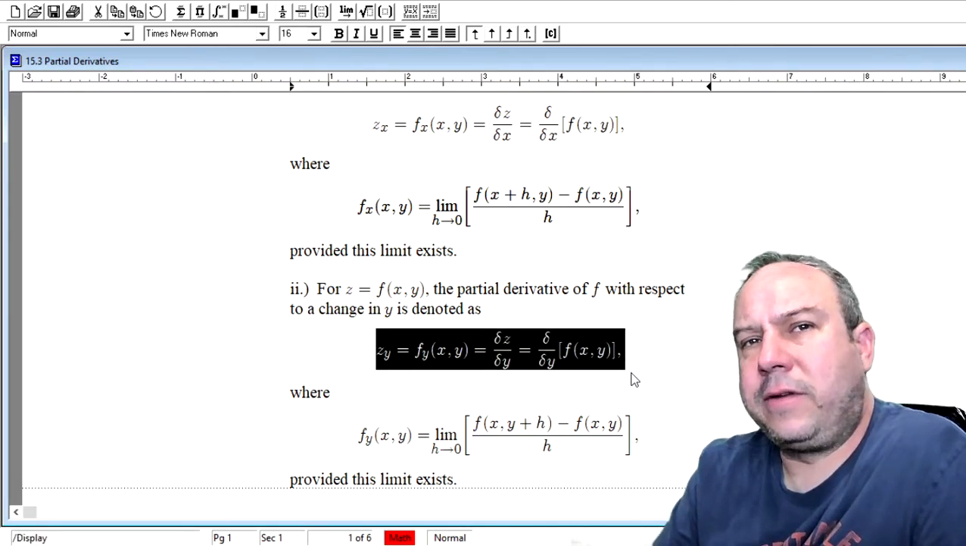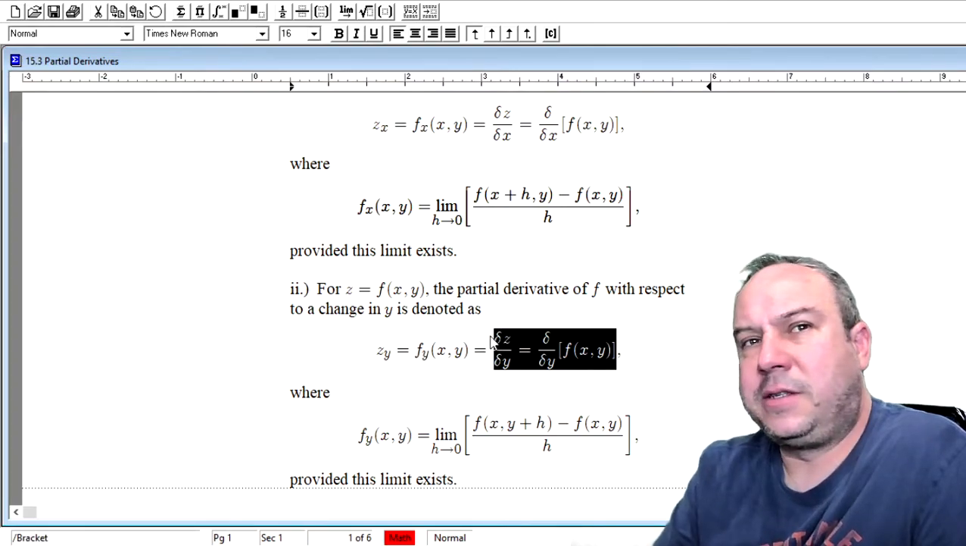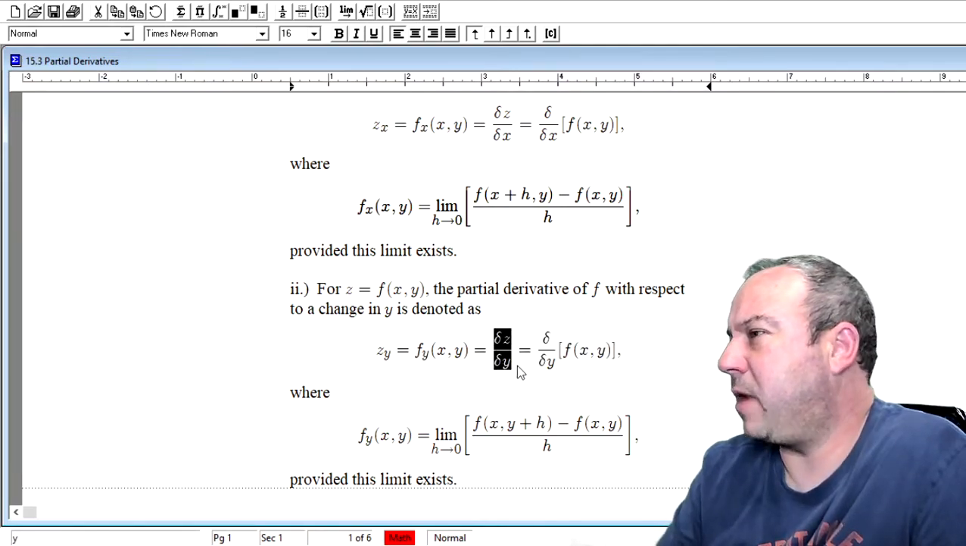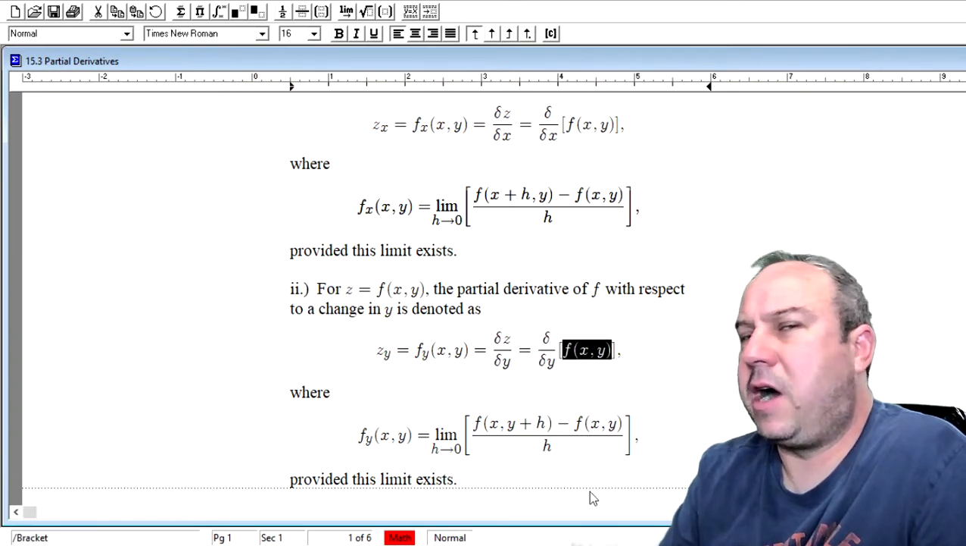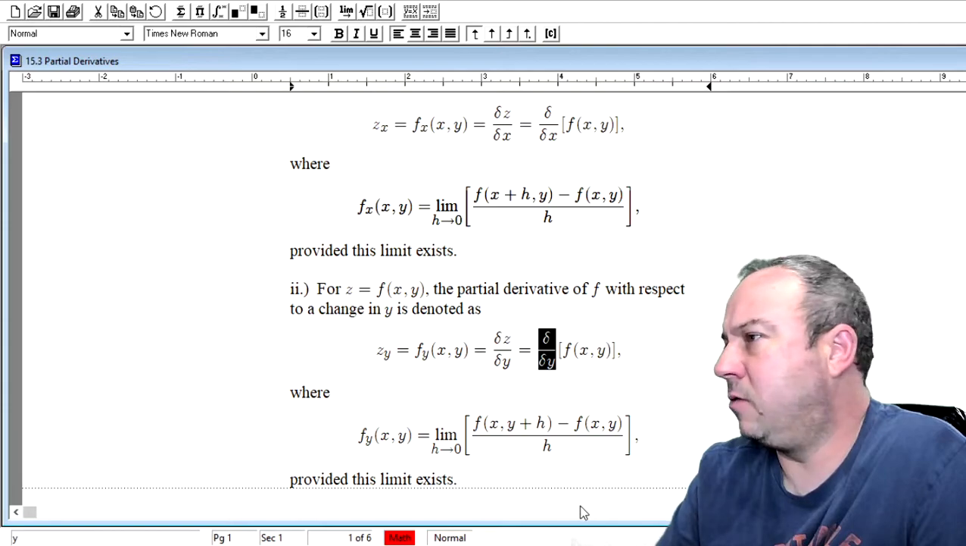Right? And then over here is our Leibniz notation. This is the partial of z with respect to y, or the partial with respect to y of function f of x comma y. This is a bit more of an operator notation. All right.